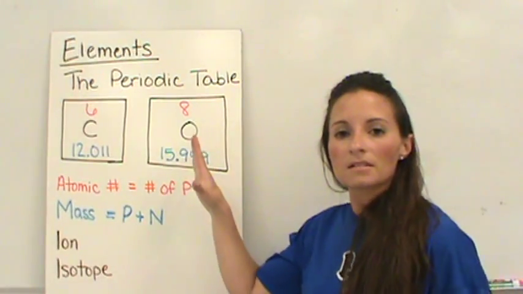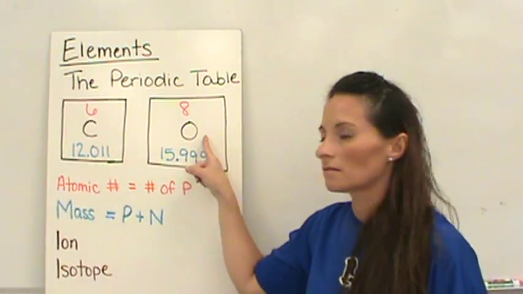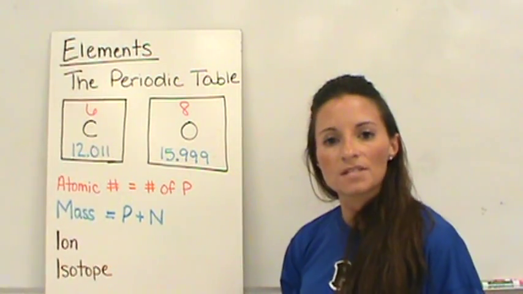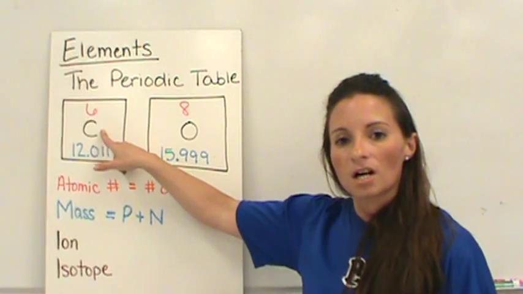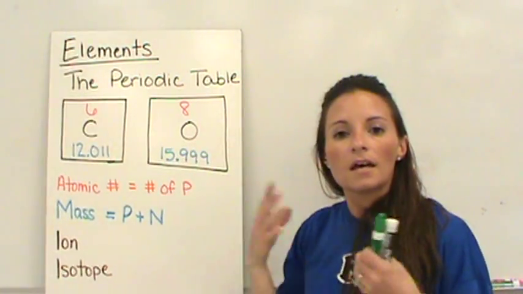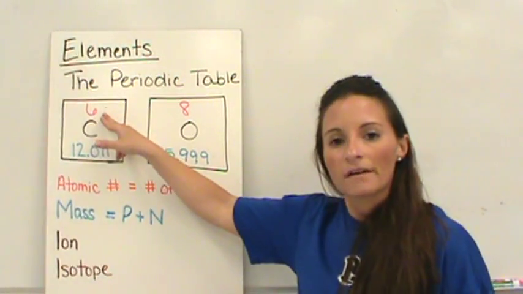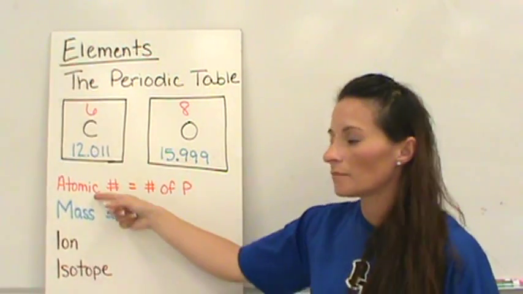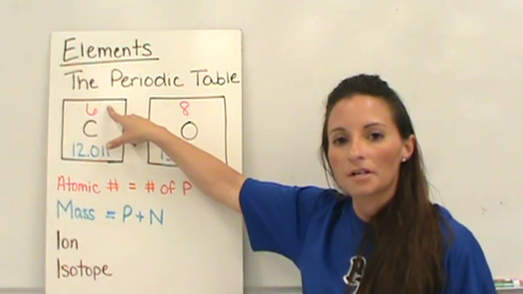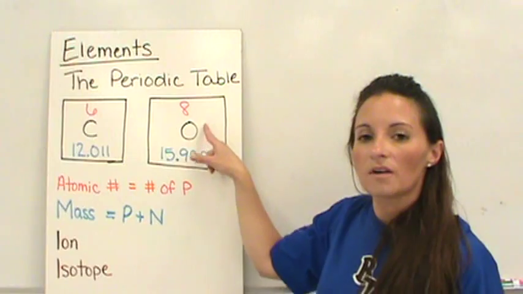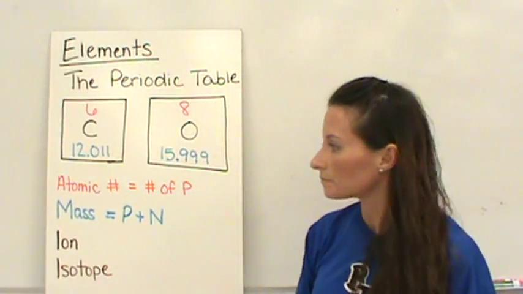Now, on the periodic table, you're going to see these elements in the middle with their symbol. So C is going to represent carbon, O oxygen, and every other element has different symbols to them. They also each have their own atomic number. Okay, I've put the atomic number here in red. So the atomic number of carbon is 6, and the atomic number of oxygen is 8.